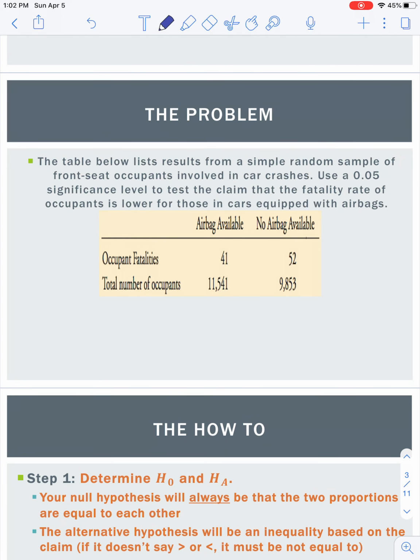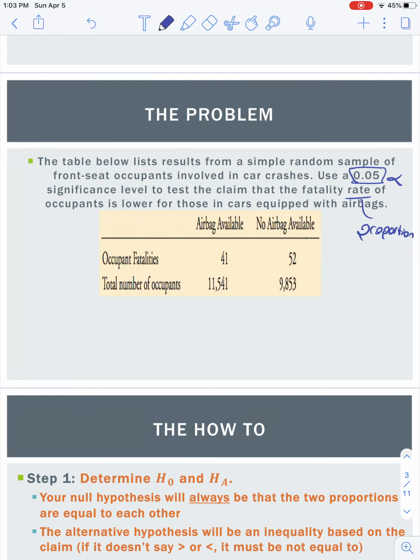Okay, the table below lists results from a single random sample of front seat occupants involved in car crashes. Use a 0.05, so we're still looking for those key numbers, so that's our alpha, significance level to test the claim that the fatality rate of occupants is lower for those in cars equipped with airbags. By the way, when I see this word rate, that's telling me that this is a proportion problem, which all the problems in today's lesson are going to be proportion problems. So we're not dealing with mu, we're dealing with p.